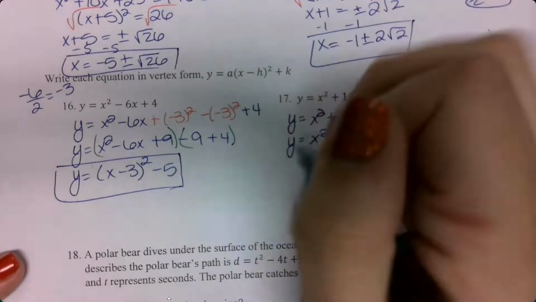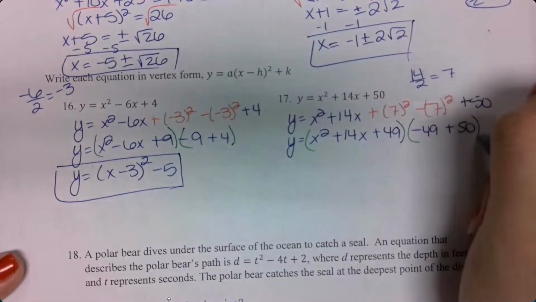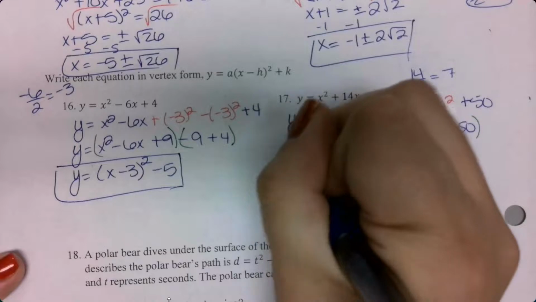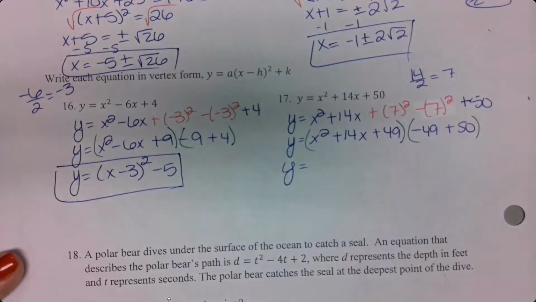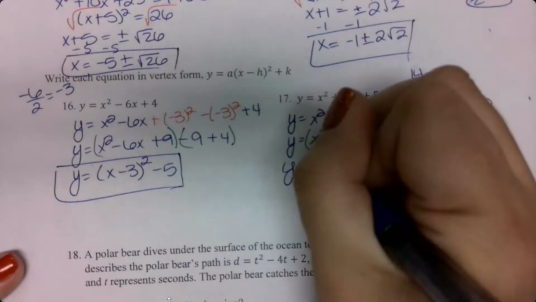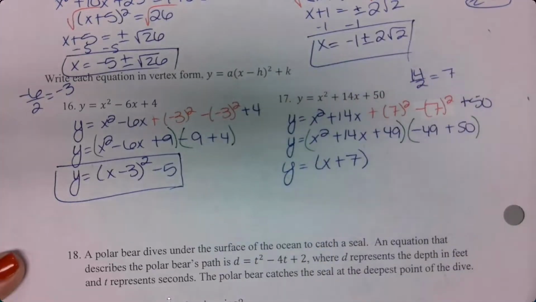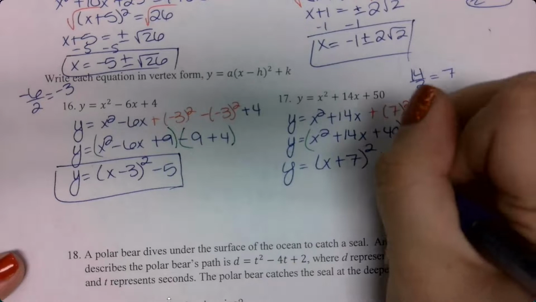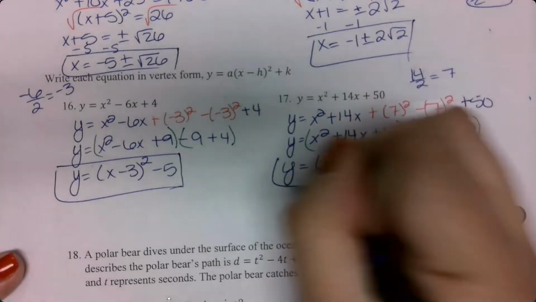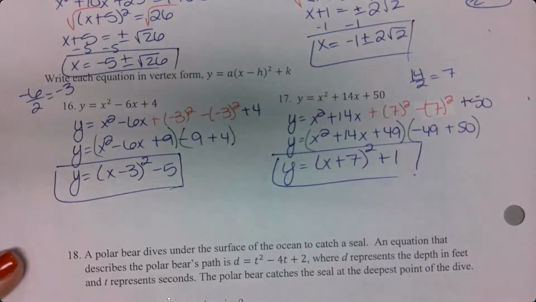And I'm going to put those into my 2 groups. My first group, I'm going to look at what factors. So what multiplies to 49 and adds to 14. That is the 7. And then negative 49 plus 50 is just 1. This is my final answer here.